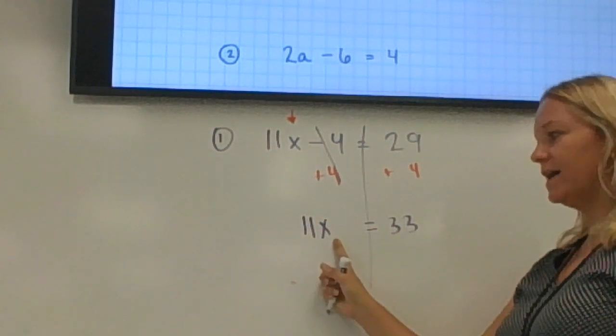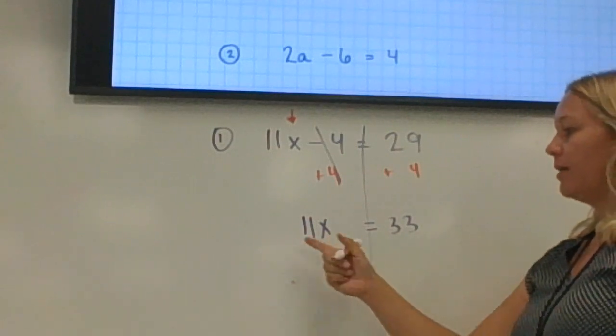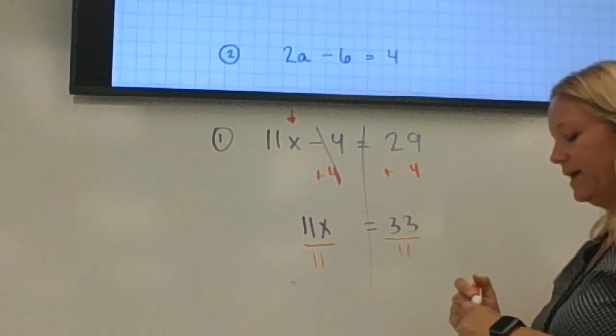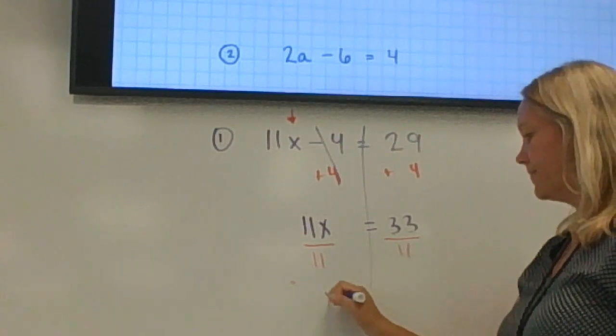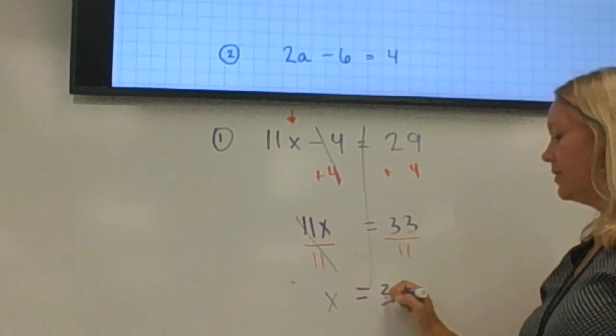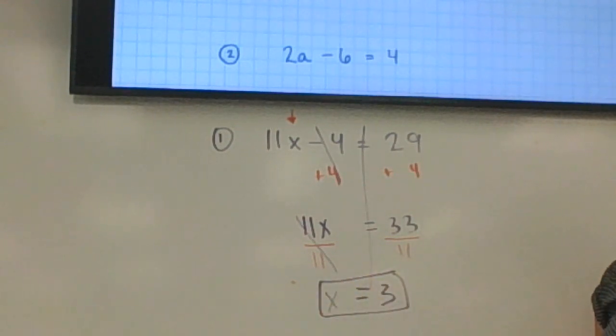This is 11 times x. The opposite of multiplication is division. So I'll divide. And that cancels the 11s out. And now I know what x is. It's 3.